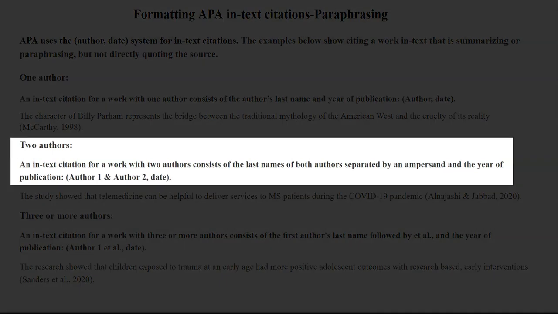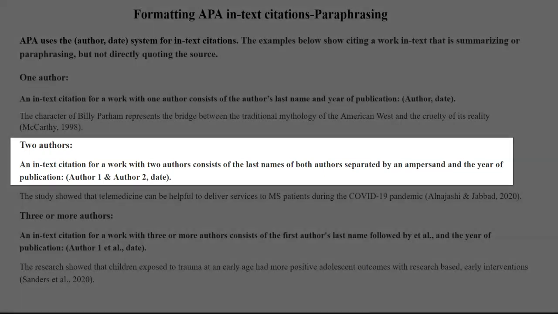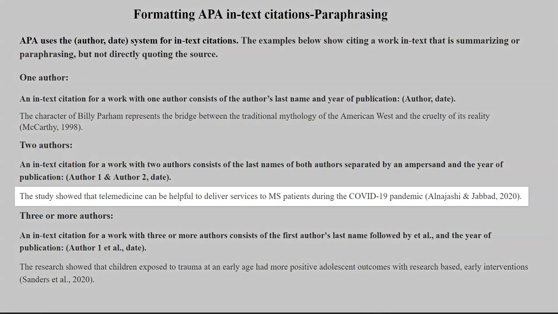Now let's take a look at a source with two authors. An in-text citation for a work with two authors consists of the last names of both authors separated by an ampersand and the year of publication: author 1 and author 2, comma, date. Here is our two-author example.